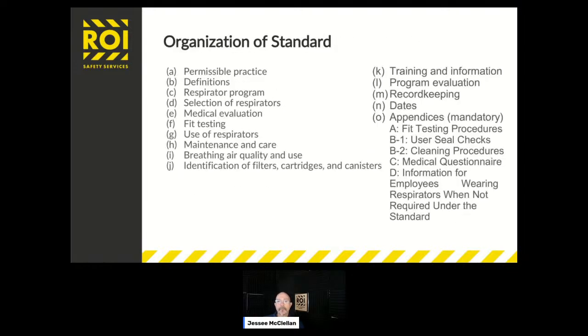So these are the standards. We don't need to get into that.